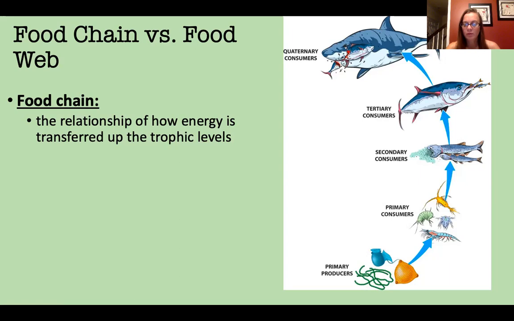So primary producers here, 100% of the energy. Primary consumers can only get 10% of that. Secondary consumers get 10% of that, which is 1%. Tertiary consumers get 10% of that, which is 0.1%. So by the time we get to quaternary consumers, we have 0.001%. So significant losses in energy. And remember, the ultimate source of that energy is the sun.